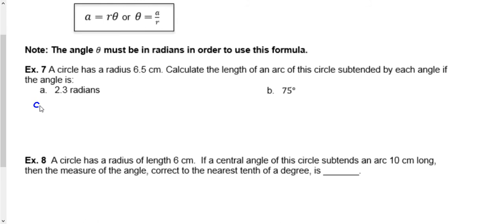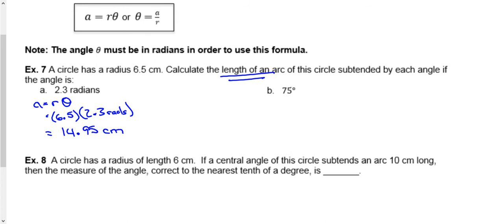So I'm going to jot down my equation. A equals r theta. Do I know my radius? Yes, my radius is 6.5, so let's sub that in right away. So we have bracket 6.5. And do we know our theta in terms of radians? Yes, we do. We have 2.3 radians. So I'm going to write 2.3 rads. Multiplying these two together, 6.5 times 2.3, we get 14.95. And my units now are going to be in terms of my radius, so my units here will be centimeters because it is a length. Okay, arc is a length.